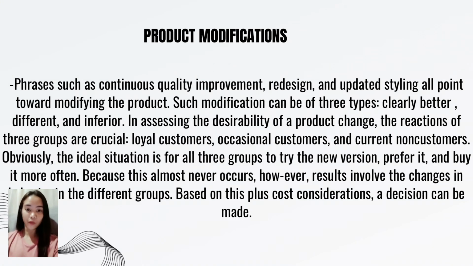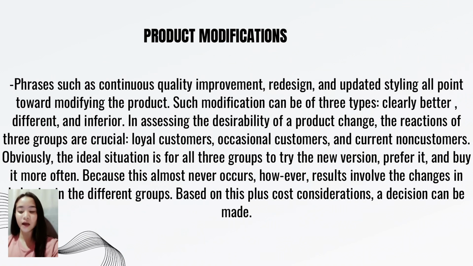So first is product modification. Product modification is a process such as continuous quality improvement, redesign, and updated styling, all pointing toward modifying the product. Such modification can be of three types. So, in product modification, there are three types. The first is clearly better, different, and inferior.